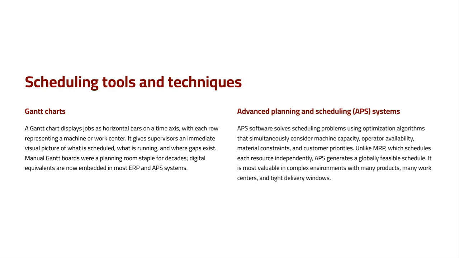Then we have advanced planning and scheduling, or APS systems. These software tools use optimization algorithms to simultaneously consider machine capacity, operator availability, material constraints, and customer priorities. Unlike traditional MRP, which schedules resources independently, APS generates a globally feasible schedule that works best in complex environments with many products, multiple work centers, and tight delivery windows, making it an essential tool for modern manufacturing operations.